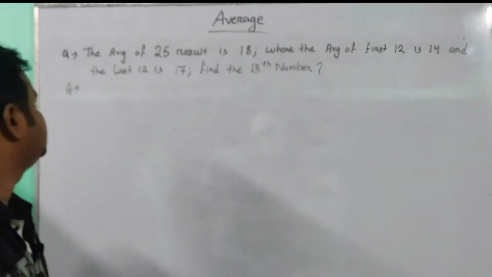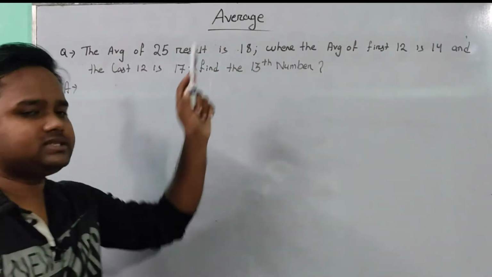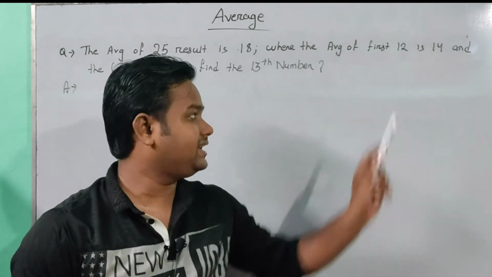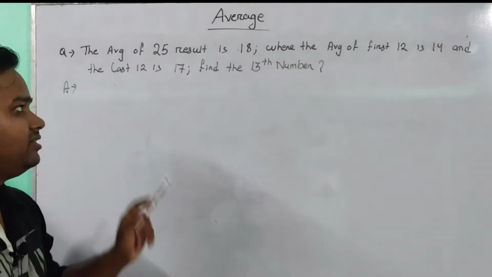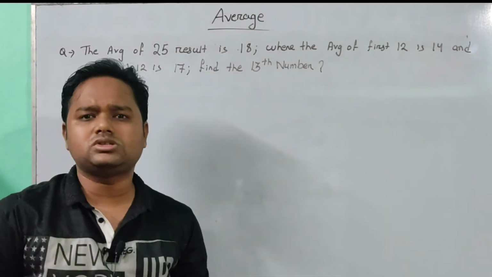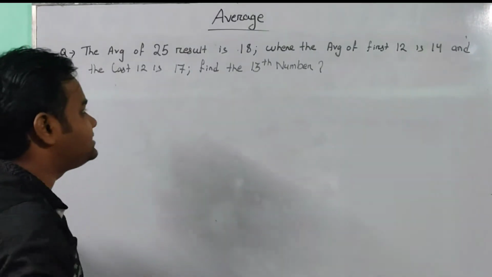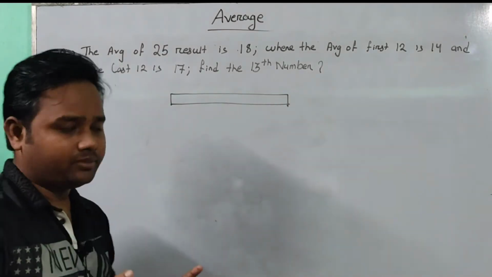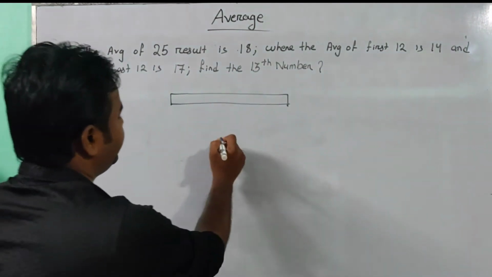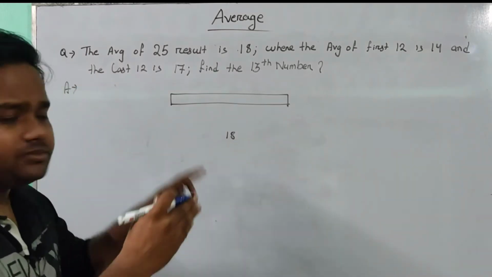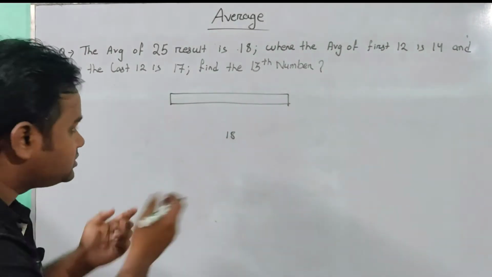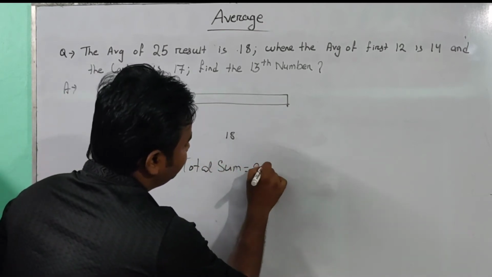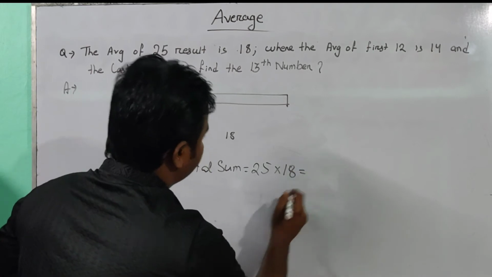The next question is, the average of 25 results is 18, whereas the average of the first 12 numbers is 14 and the last 12 numbers is 17. Find the 13th number. This question is quite simple. In this question there are 25 numbers and the total average is 18. So the total sum will be 25 into 18, which is equal to 450.